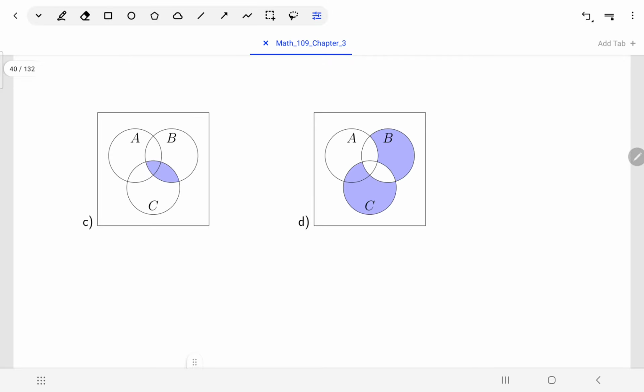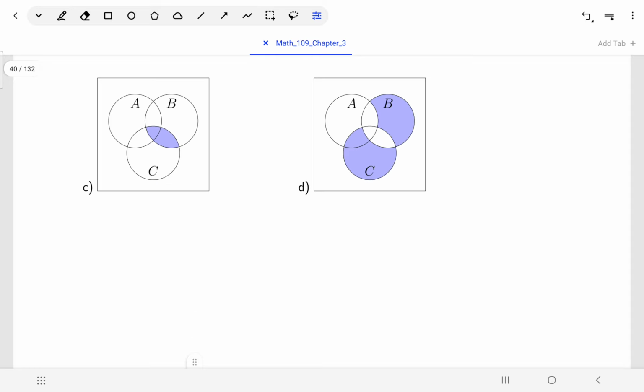All right, let's do the next two. And now for these ones, we've got more than one region shaded. So sometimes it might be possible to come up with a nice compact way to describe it. And it might be possible, even though there's A's, B's, and C's in this picture, that what I've got shaded might not involve A, B, and also C.